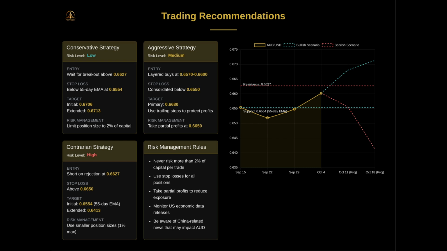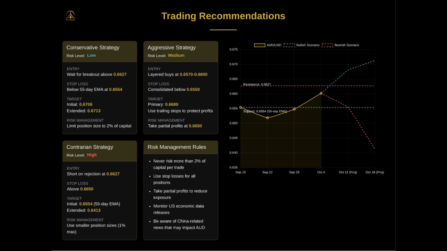For aggressive traders, consider layered buy entries between 0.6570 and 0.6600, with a consolidated stop below 0.6550 and a primary target at 0.6680. Take partial profits at 0.6650 to reduce exposure.